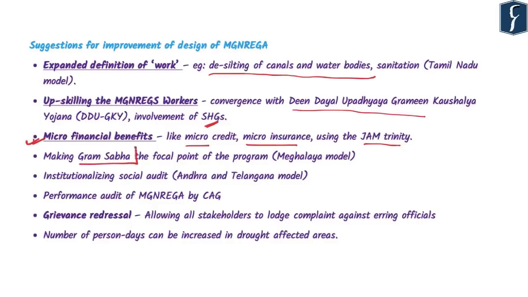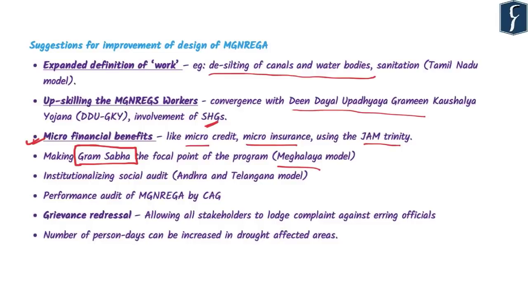Gram Sabha, as we saw in the beginning, although it has been made the central point in the implementation of the scheme, is most of the time marginalized, sidelined by the district administration or the state government. But in this regard, Meghalaya as a state has become a role model in giving an immense amount of power to the Gram Sabha in implementation of the scheme. This can also be considered by the Ministry of Rural Development to improve the scheme.